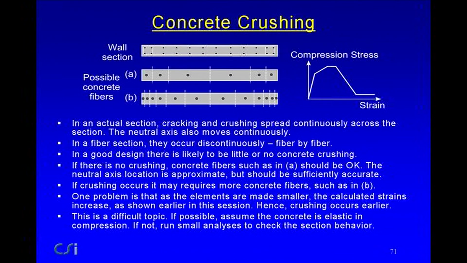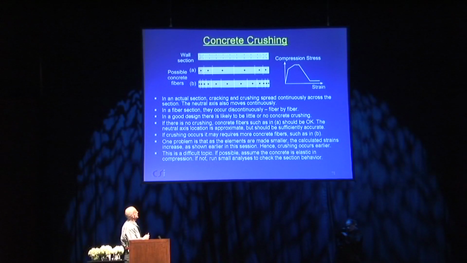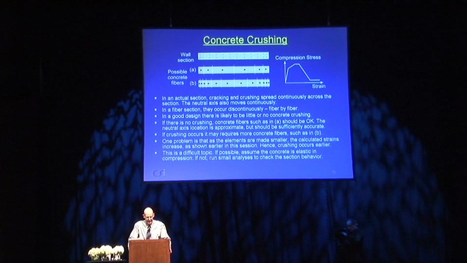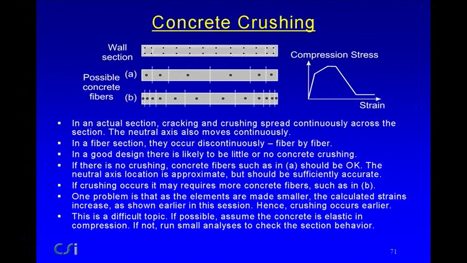Concrete crushing. Here we have a wall section, and here's a couple of possible sets of concrete fibers, one with some pretty big fibers and one with some much smaller fibers. This is rather a complicated issue. In an actual section, cracking and crushing will spread continuously across the section, so that the neutral axis sort of moves continuously. But in a fiber section, it goes discontinuously. As each fiber changes state, something happens, and the neutral axis jumps from point to point.